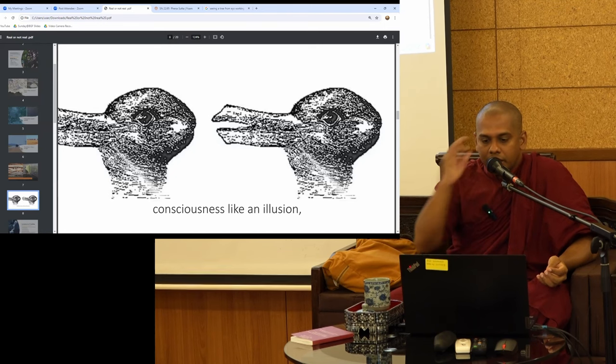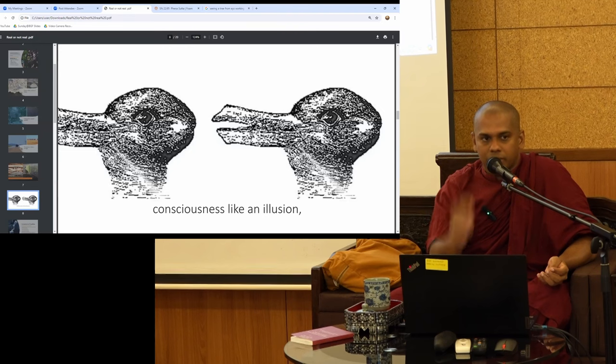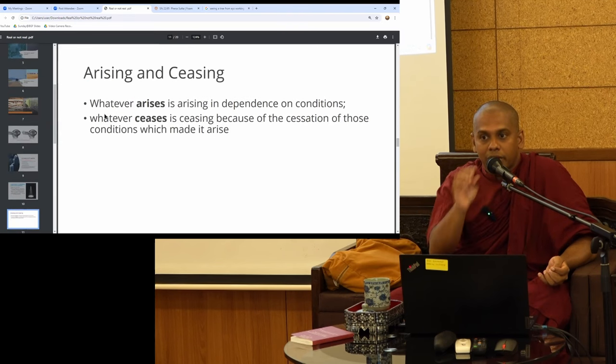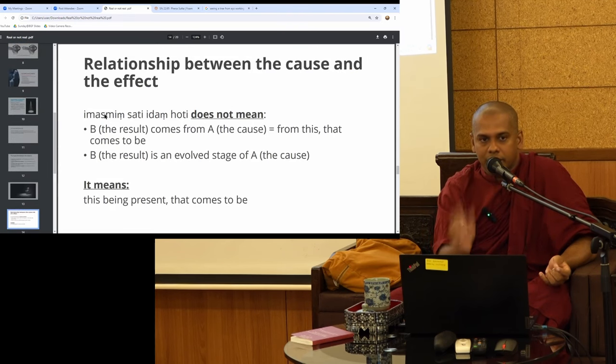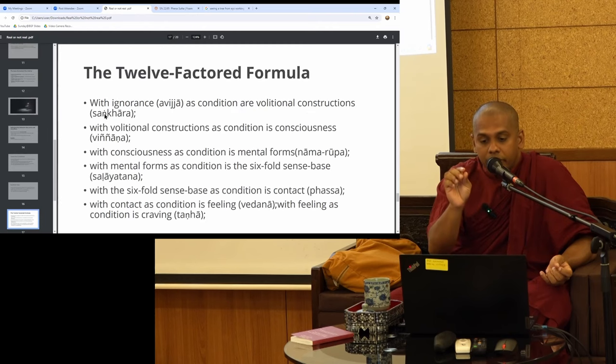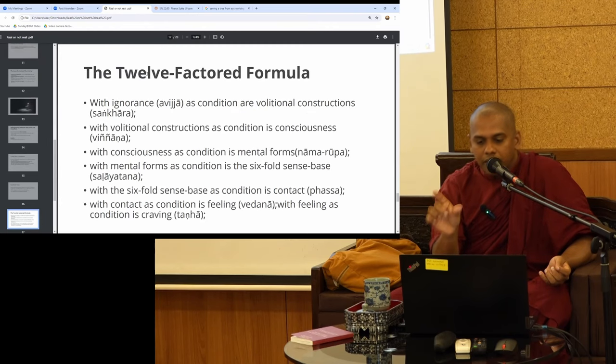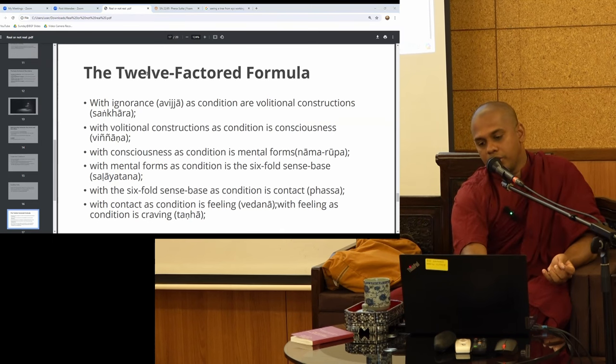Nama rupa is mental formation, mental form. There is no physical form, only mental form. You cannot experience any physical form, only mental form. If there is a mental form, it's because there is consciousness. Why is there consciousness? It's because of avidya. When there is avidya, there is nama rupa.